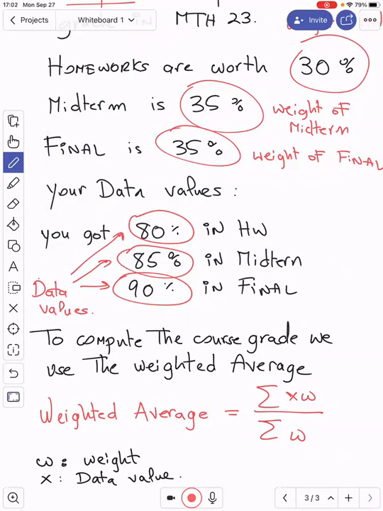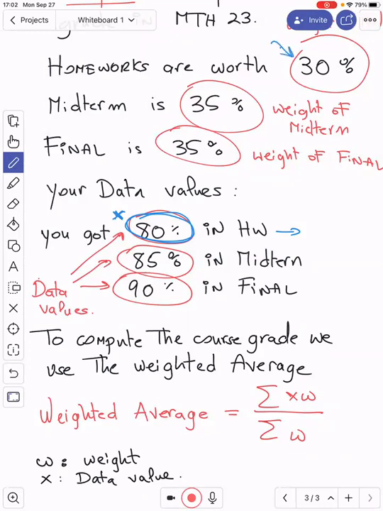Okay, so for example, in the homework, you got 80% in the homework. So the 80%, that's your data value. That's your score in the homework. So this is X. Now, what's the weight of the homeworks? Well, the homeworks are worth 30%, right? So the weight of this 80% is 30%. That's the weight of the homeworks.